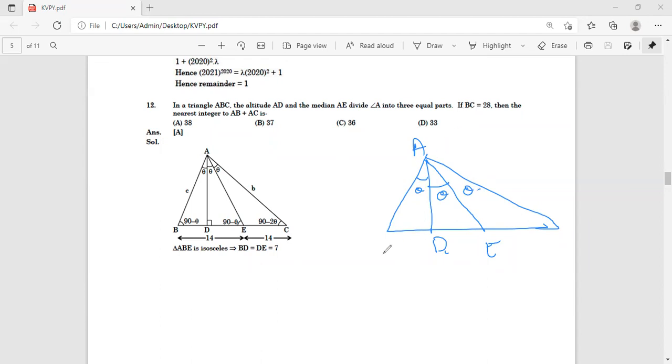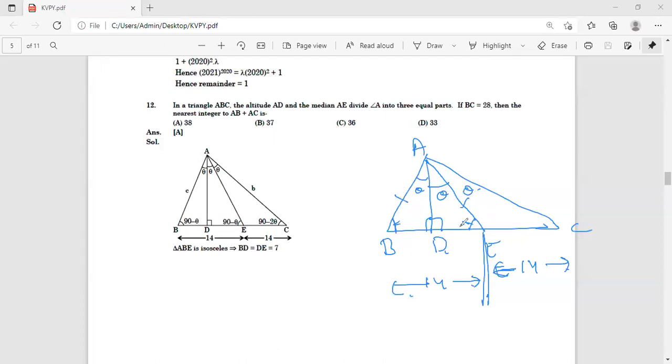If BC is 28, total BC is 28. So this is 14. We know half of it because this is the median here. Now this is also 14. We know this. Rest you can say this is 90. This is 90 minus theta. And this is also 90 minus theta. So these two angles are equal. So this equal to this.